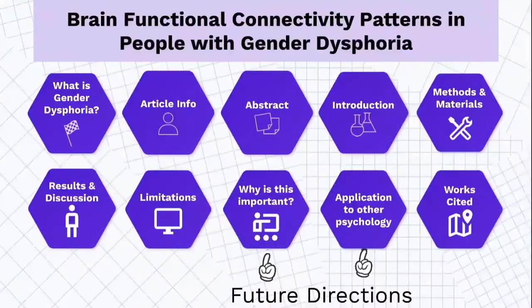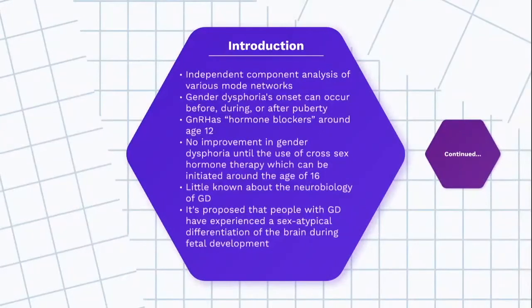Now for the introduction. Researchers use independent component analysis of various mode networks to study their hypothesis in this paper. Gender dysphoria onset can occur before, during, or after puberty, most often during puberty when secondary sex characteristics begin to show. An effective treatment for young transgender kids is the use of GnRHAs, more commonly known as hormone blockers, around age 12 to stop further maturation of secondary sex characteristics.